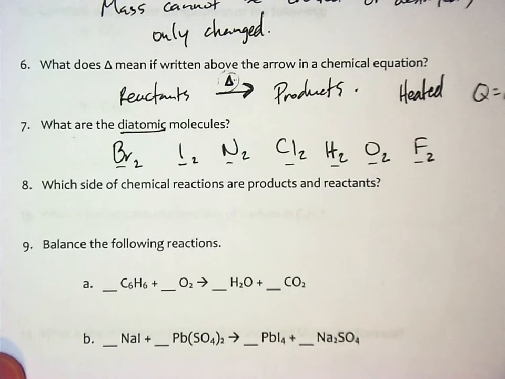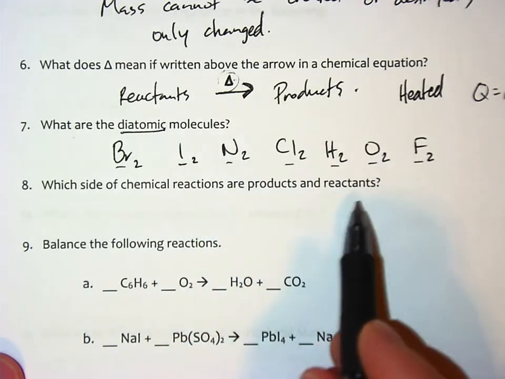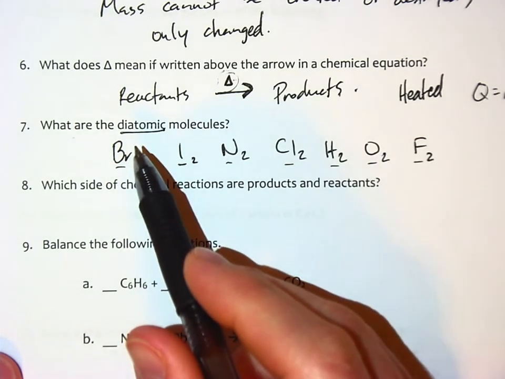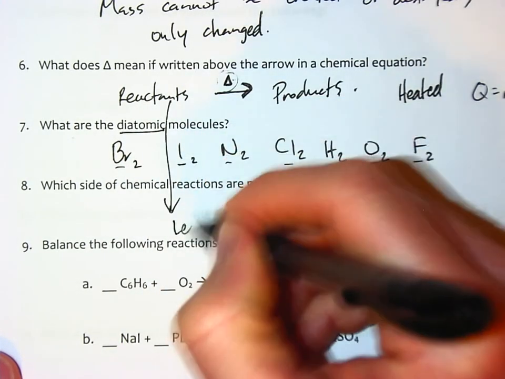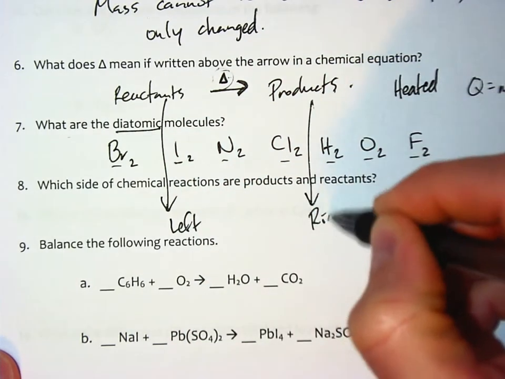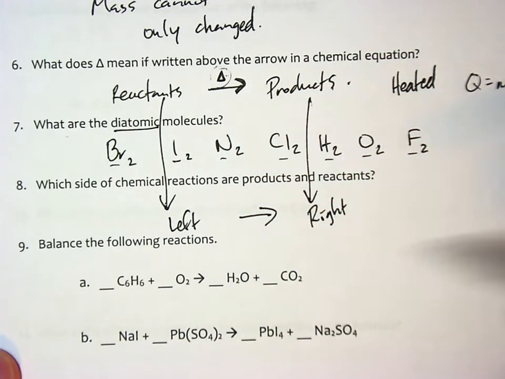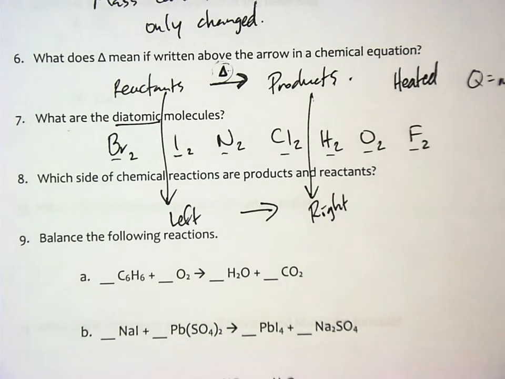All right. Number 8, which side of chemical reactions are products and reactants? Well, we kind of already covered that in question 6. We know that the reactants are on the left. Products, what is produced, is on the right of that chemical equation with the arrow in the middle, or the yield sign. All right. So there's your products and reactants.